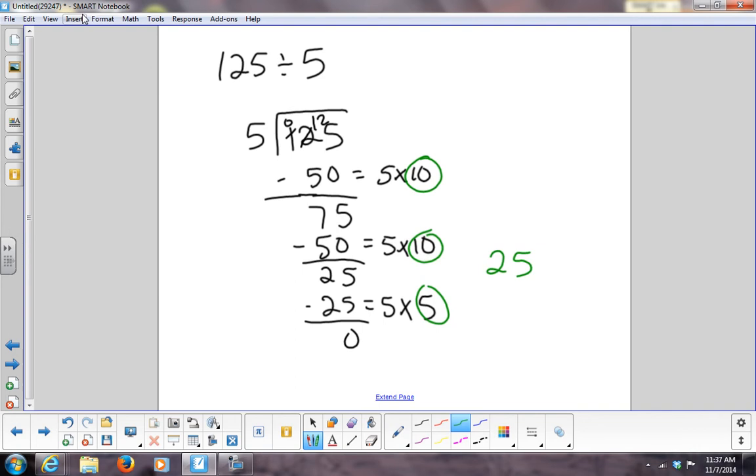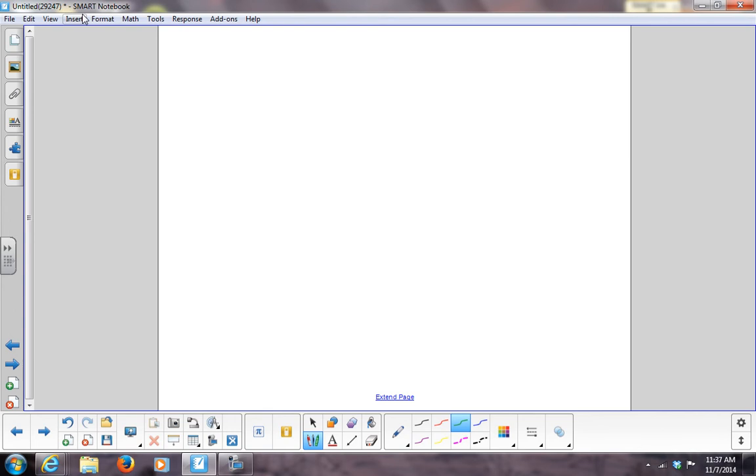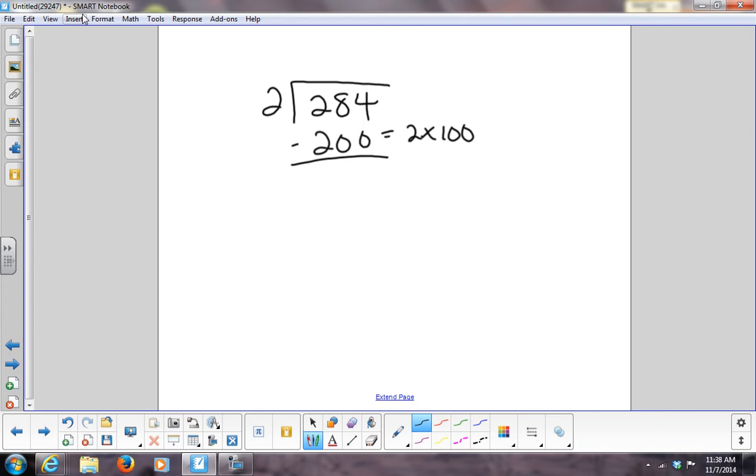Okay, let's do another problem. I know I can multiply by 10s, right? Yes, okay. What else can I multiply? I've got a 3-digit number here. What else is easy to multiply? Carolina. 100, right? So if I go 2 times 100 equals what? 200. Okay. That leaves me with 84.